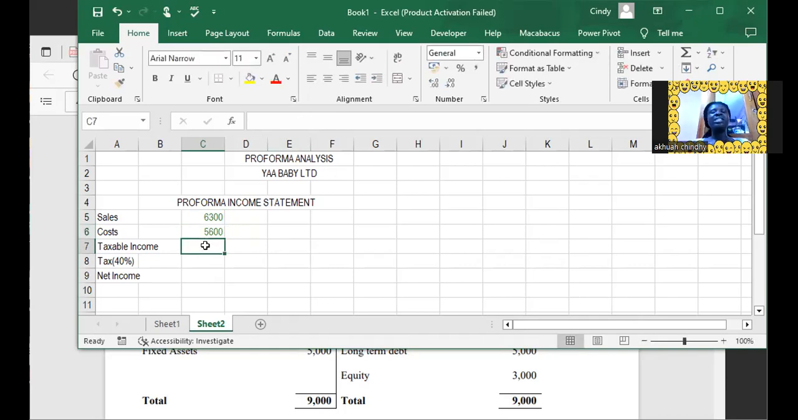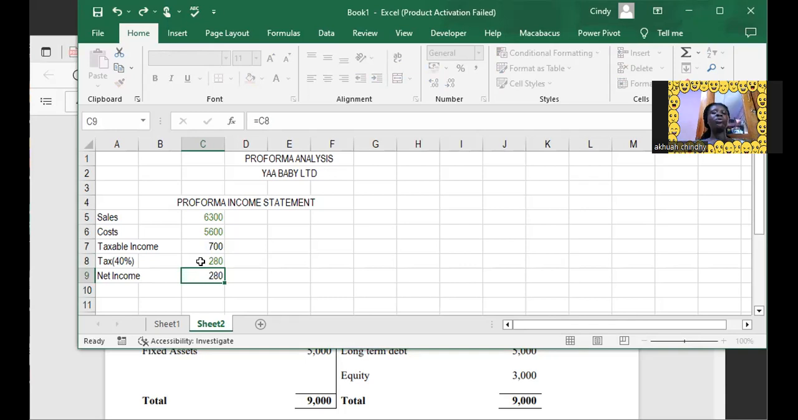And what is taxable income? Taxable income is just sales minus cost. So the income you have that the government can take tax on, that's it. So it's just sales minus costs. So we have our sales minus our cost, right? And then the tax is 40%. So 40% on your taxable income. So this taxable income times 40%. So your final net income will be your taxable income minus your tax.